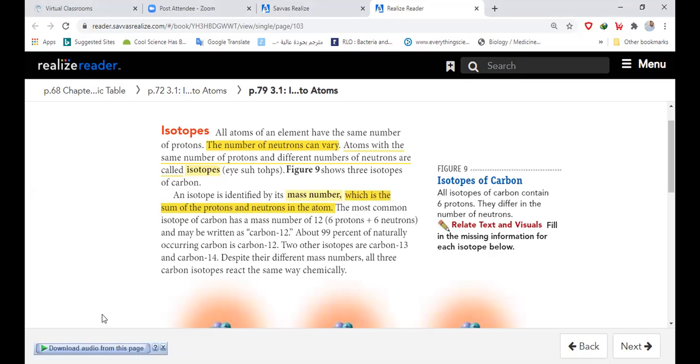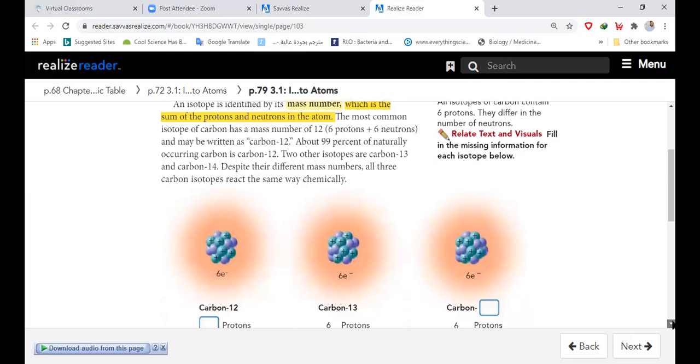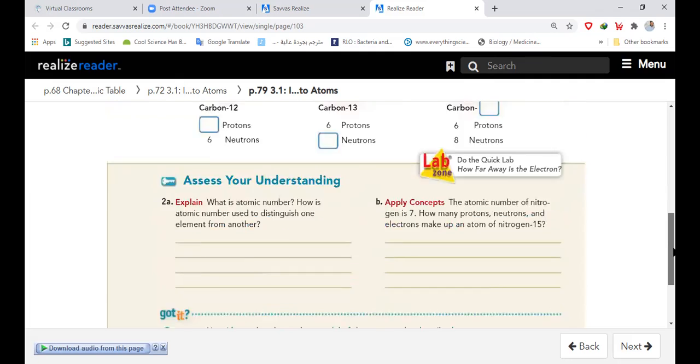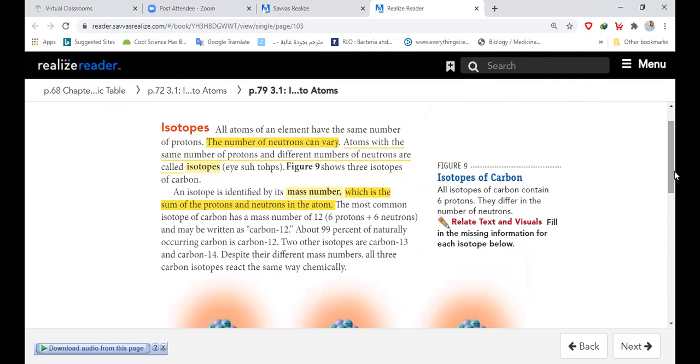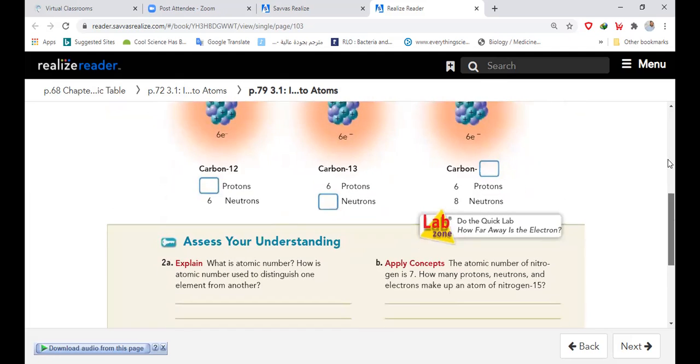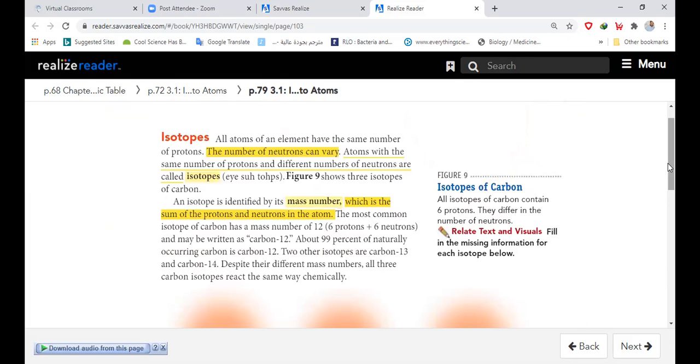Okay? Hang on a second, please. Yes, you don't hear him? Page what, mister? This is page 79. Okay, thanks.